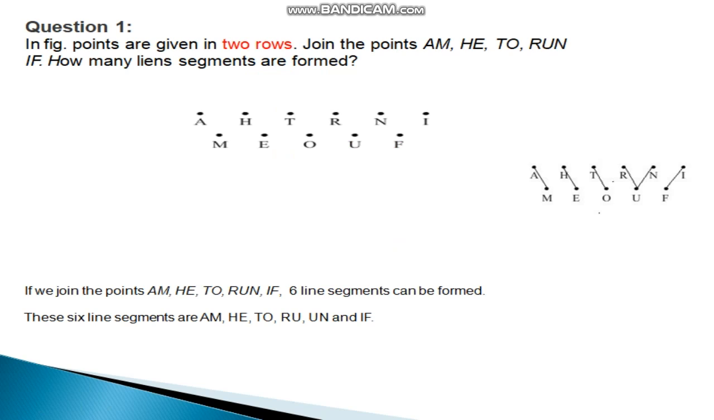Now here, this is a general question. This is not from your textbook. See, the points are given in 2 rows. Join the points and find out how many segments are there. Clear? You joined AM, HE, TO, RUN and IF. Then find out how many segments are there. You will get 6 line segments. Okay? So this is not from your textbook, just for your practice.